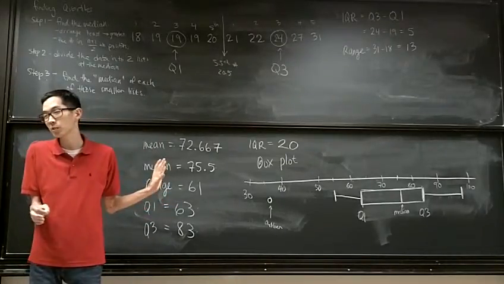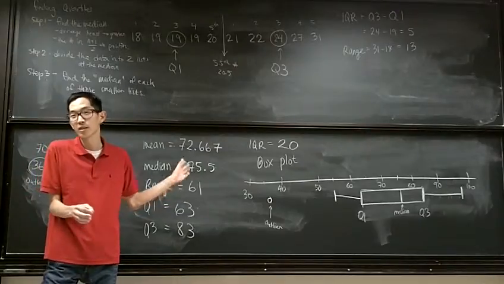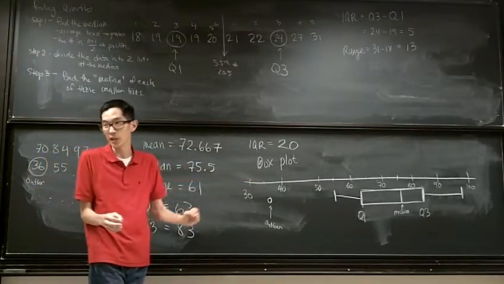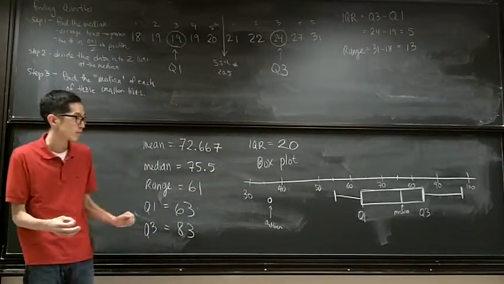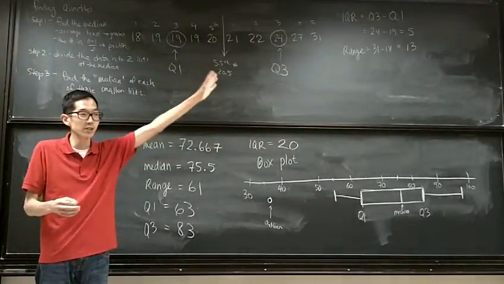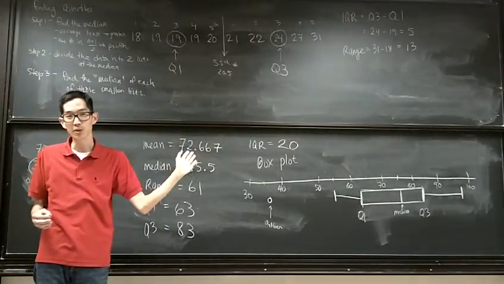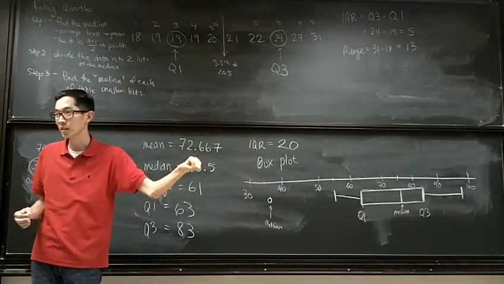So what's the smallest data point that you have that's not an outlier? 55. So our whisker goes to that. Okay? All right, and then same if you had outliers on the other side, your whisker would go to the largest point that's not an outlier.